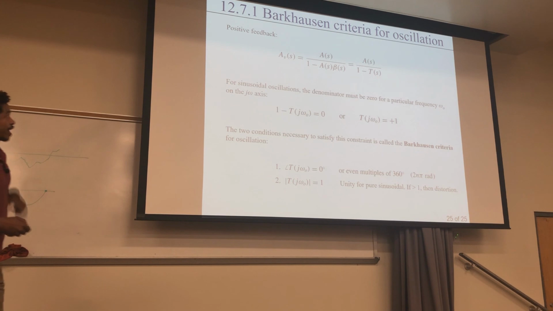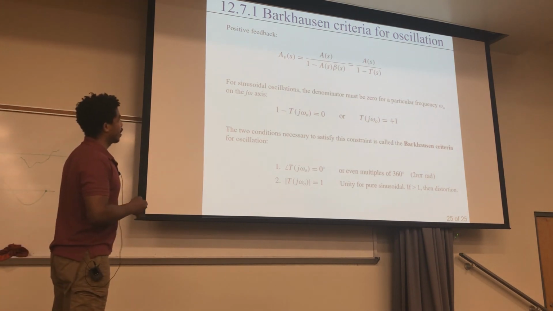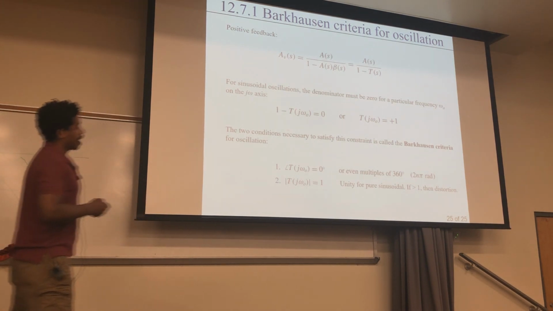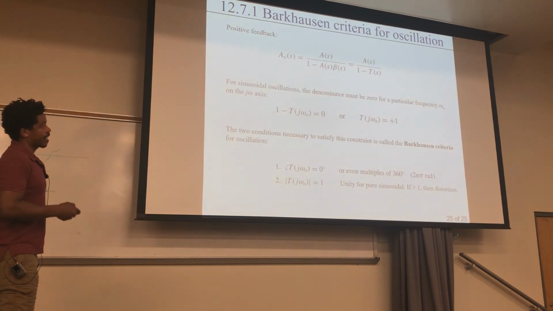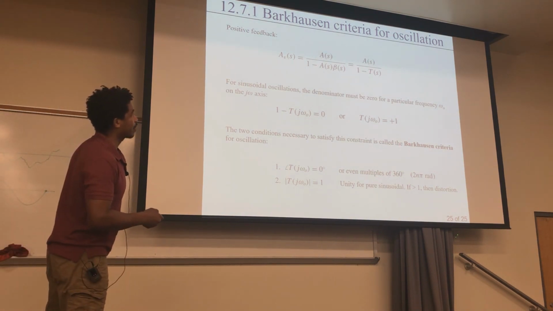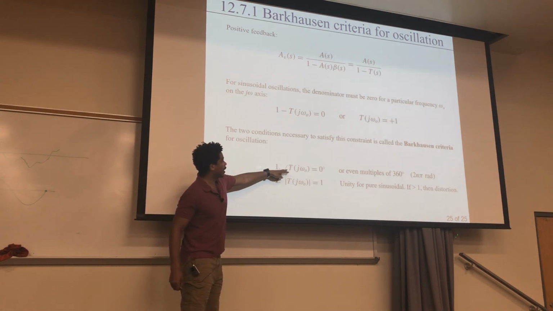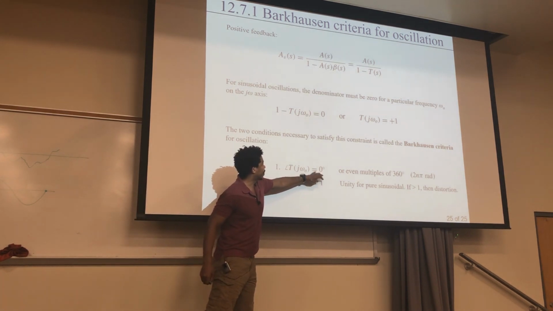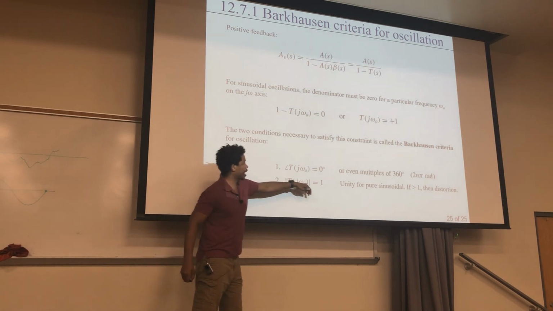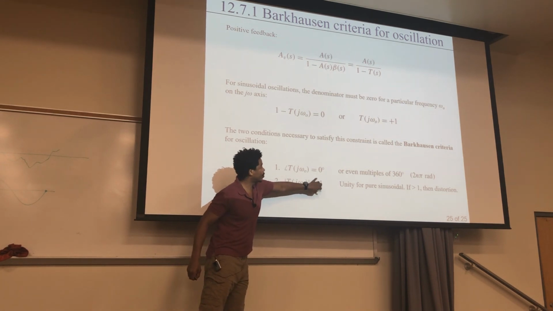And the last thing we'd like to talk about here is, in order to get that right here, you have to have these 2 conditions that are necessary to satisfy that. It's called the Barkhausen criteria. It means that the angle of your loop gain has to be 0, and also the magnitude of the loop gain has to be 1 for sinusoidal. If it's larger than 1, then you'll get some distortion.